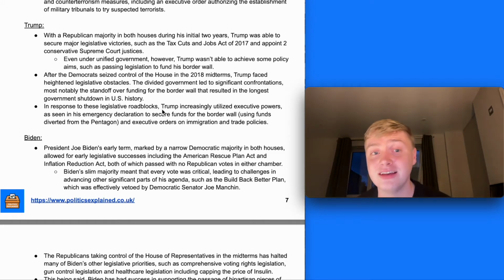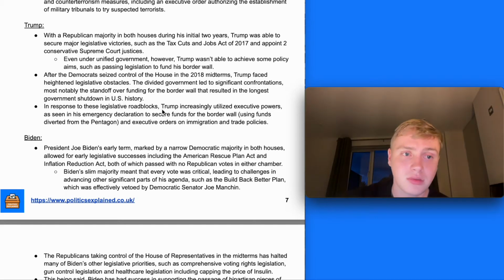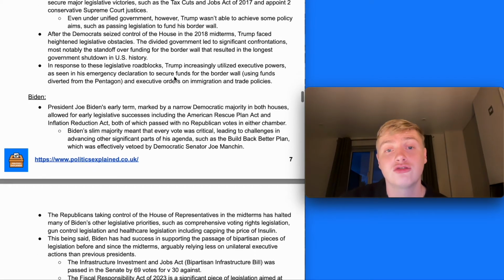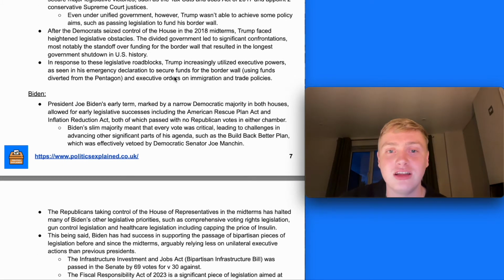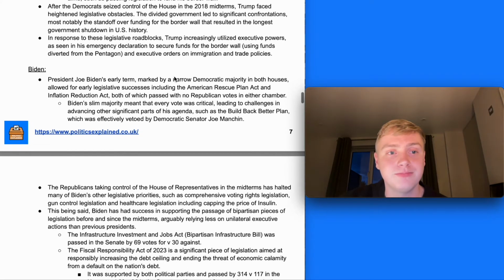And after the Democrats seized control of the House in the 2018 midterms, he faced heightened legislative obstacles. It led to significant confrontations, most notably the standoff, which effectively started in unified government and went through to divided government. And this is the longest government shutdown in US history. And in response to these legislative roadblocks, Trump, as with the other presidents, increasingly utilised executive powers, as seen in his emergency declaration to secure funds for the border wall, and executive orders on immigration and trade policies.